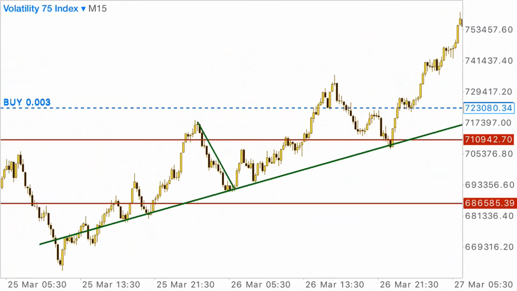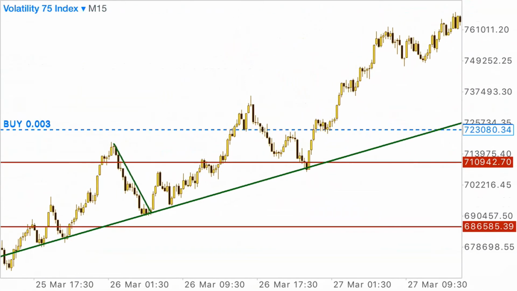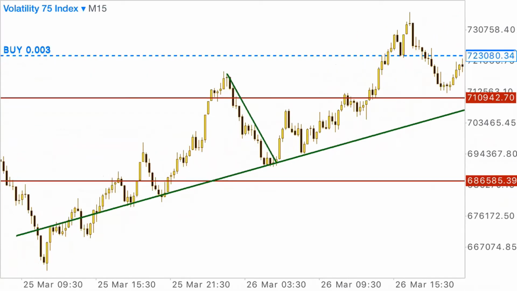So my support and resistance is not really drawn here. Yeah, I'm just showing you guys the trending part of it. I combine it with support and resistance, with top-down analysis, multiple time frame analysis, whole lot of things. But this is just the basic part of it.